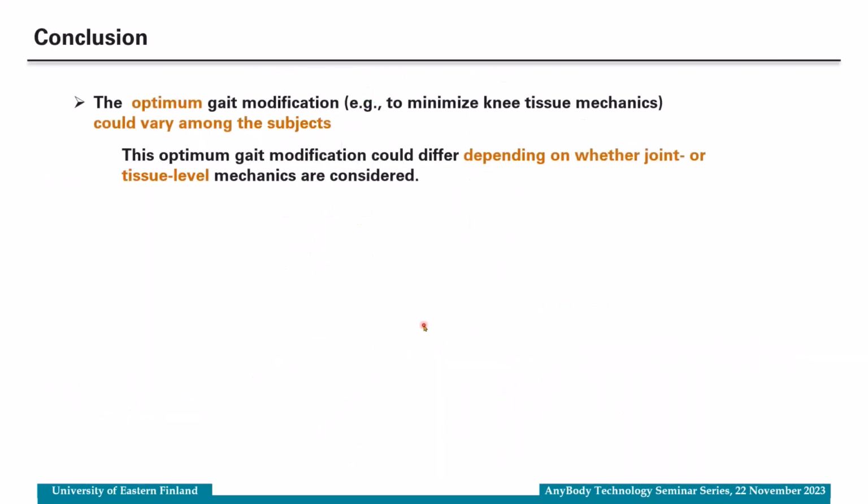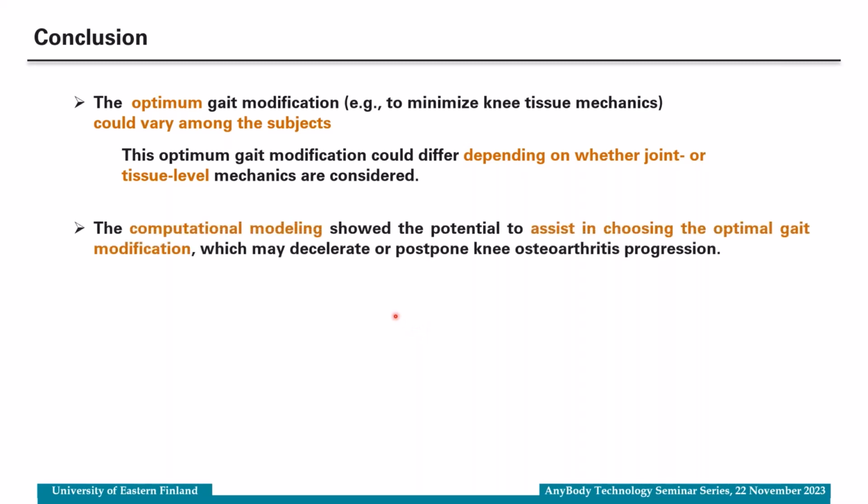So to conclude, what we saw was that the optimum gait modification varied across the participants. So it seems essential to use personalized methods and not the one-size-fits-all approach to provide the best case gait modification for each subject. And also the optimum gait modification could differ depending on whether we use joint or tissue level mechanics to minimize that quantity and provide the best case modification.